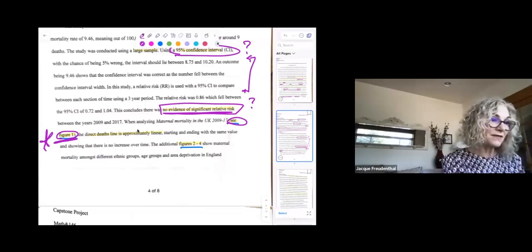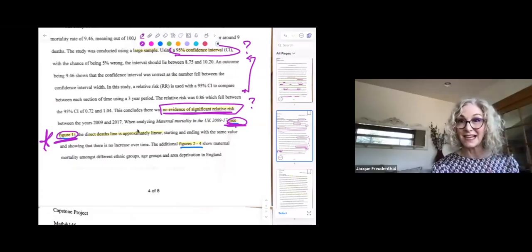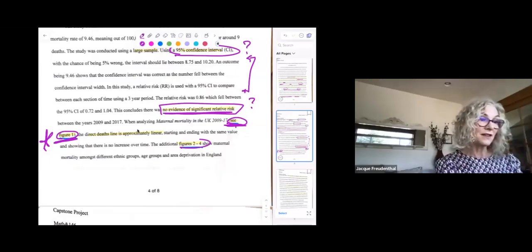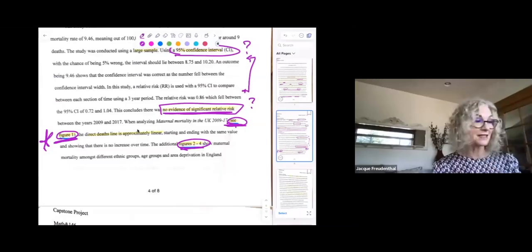So if she indicates figure 1 right here, then put the figure in here and discuss it so that it's right there and I can see that you're analyzing that diagram and the graph or the table, whatever it is that you are choosing to include. There's another figure here. So again, put that figure in and then discuss it instead of just putting it at the end.